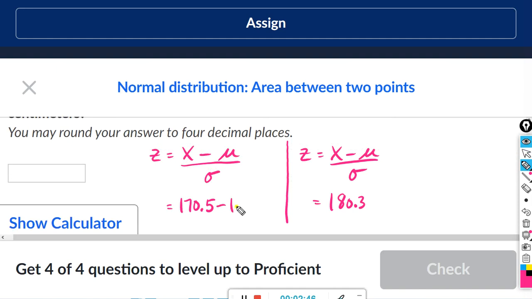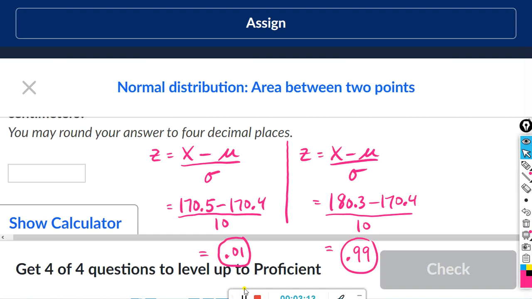Okay, so subtract 170.4 and divide by sigma, which was 10. Same on the other one. Subtract 170.4 and divide by sigma, which was 10. All right. So you can do it by hand or on the calculator. All right, I'll do the calculator just so I don't make a mistake. Okay, so for this z-score, I got 0.01, and for this z-score, I got 0.99. So we need to look up both of those on the z-score table and then just subtract the values.